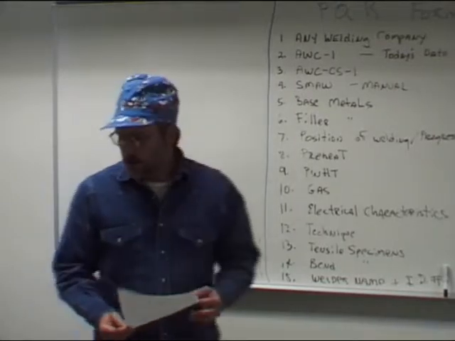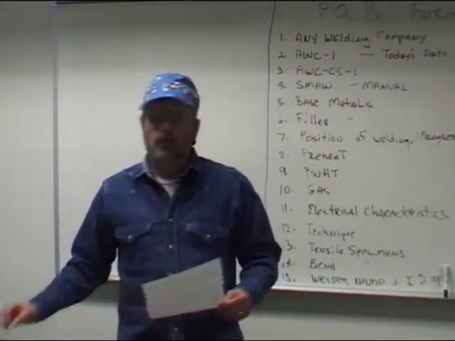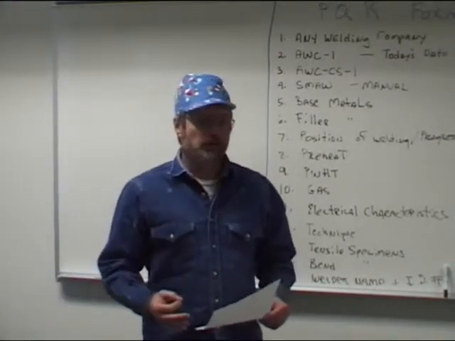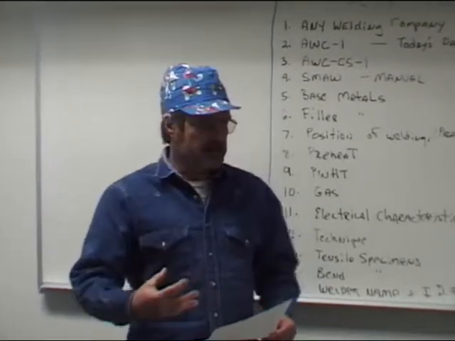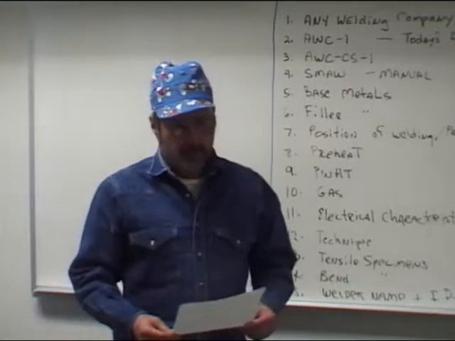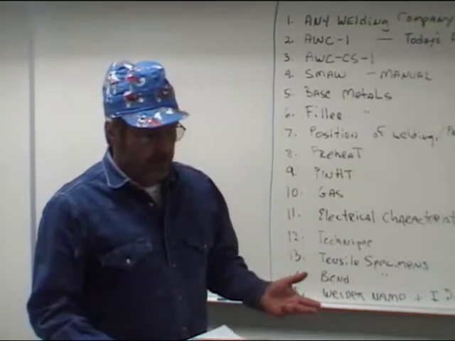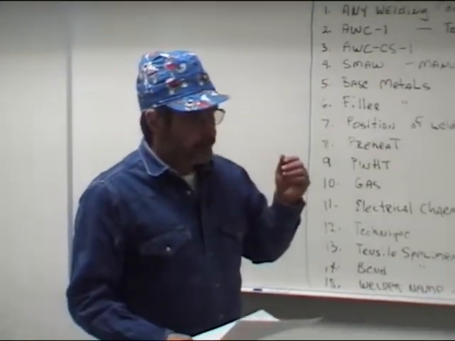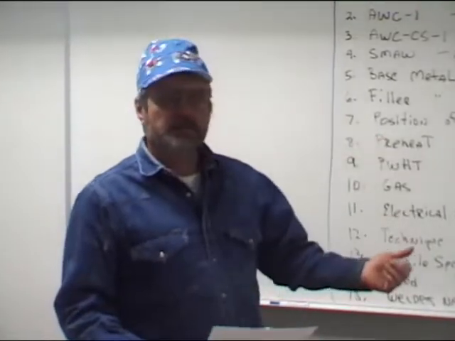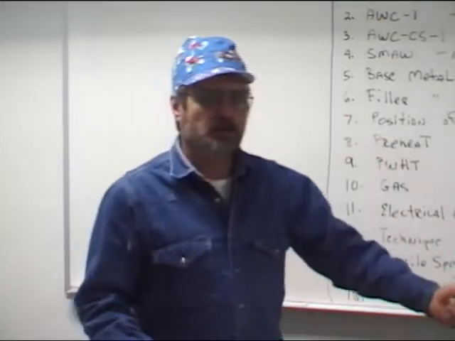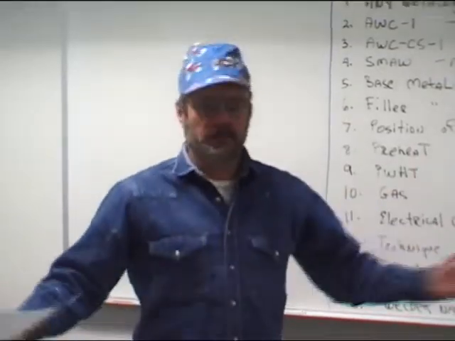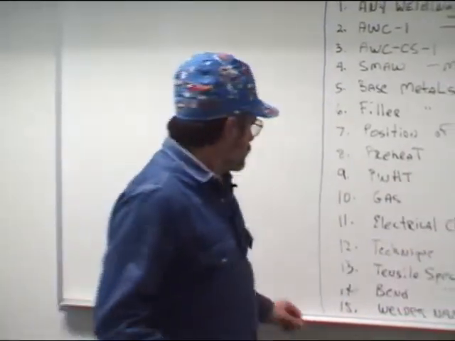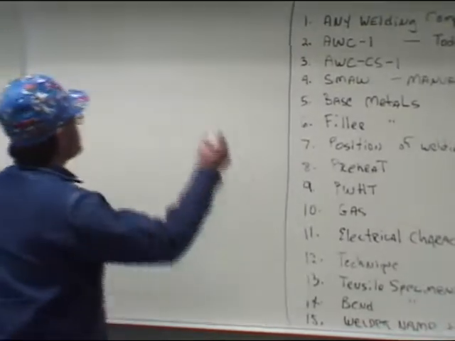What the PQR is, it's a record of the actual variables that were used in the welding of a test specimen. Now, in the film that you saw, they did the WPS first, and then they did the PQR, and then after that they said, now we have a qualified welding procedure. So there's two ways of doing it.